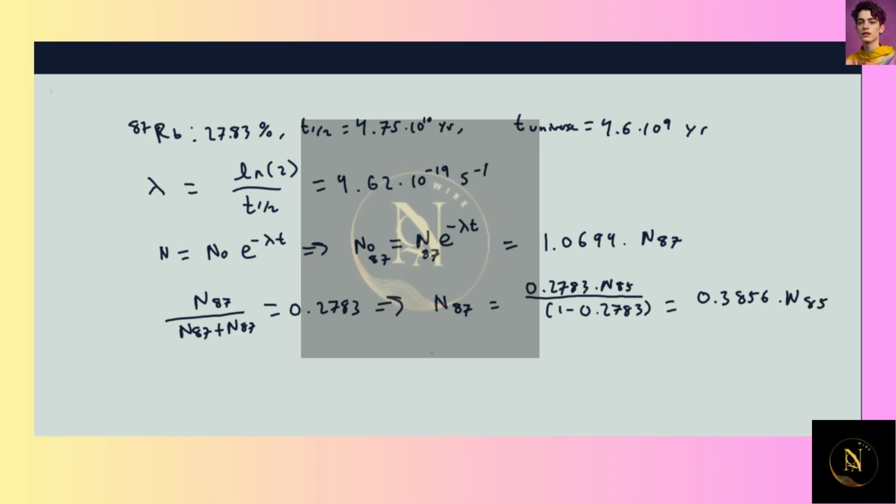Solving for the number of rubidium-85 atoms, we get that is equal to 1 over 0.3856 times the number of rubidium-87 atoms.